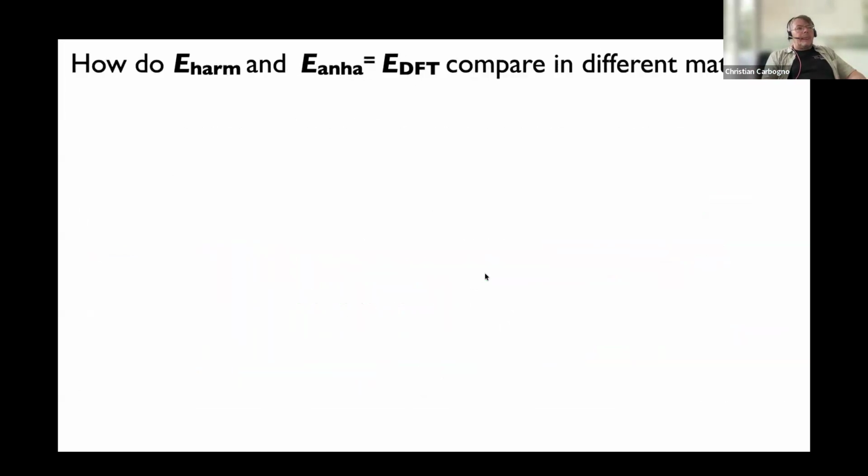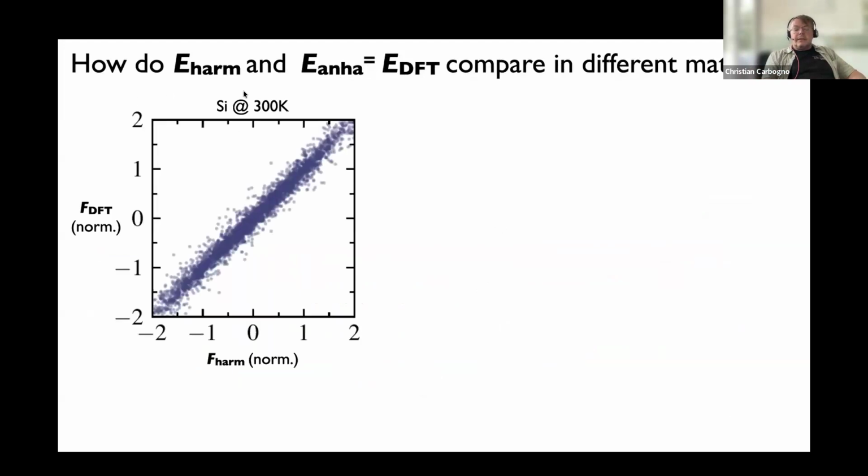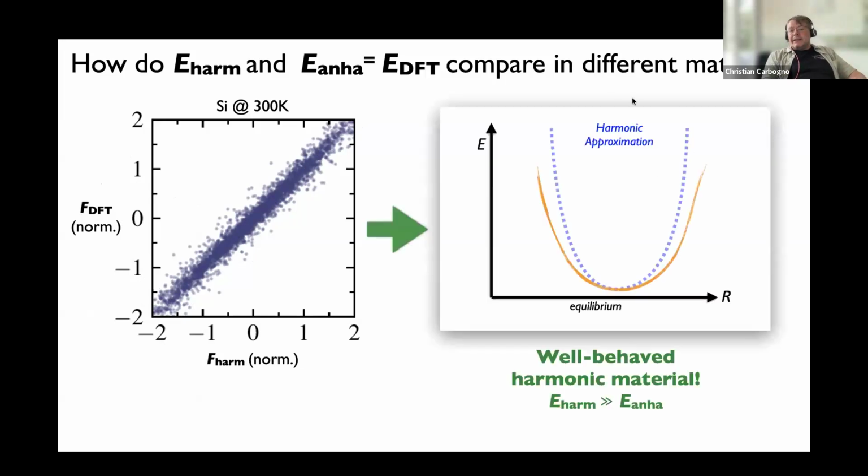To give you an example, we have done that for silicon, again at 300 K. What you see here are the forces that we see in a DFT molecular dynamics run compared to what the harmonic energy would predict. If you look at this correlation plot, it actually looks quite nice. So you see that, largely, the harmonic potential and DFT agree quite nicely. This is a very well-behaved harmonic material, which is what you would expect from something like silicon.